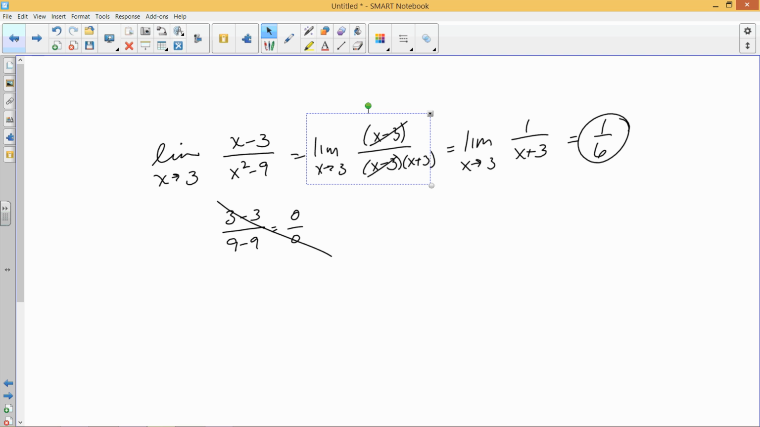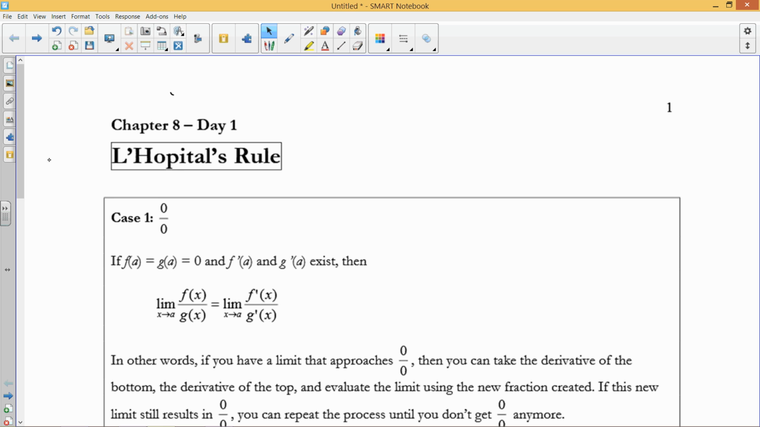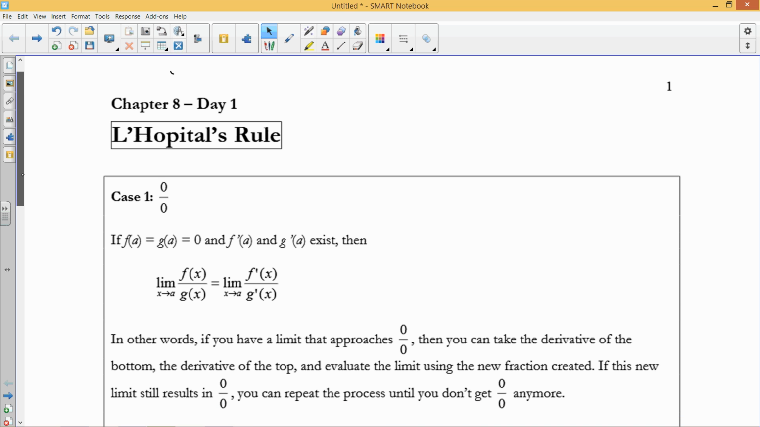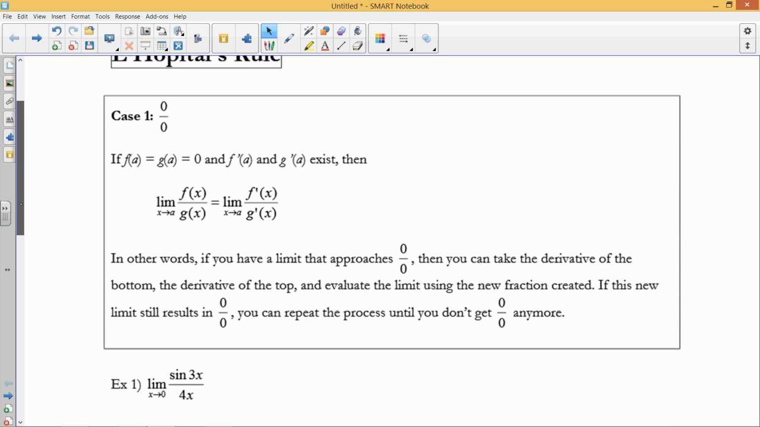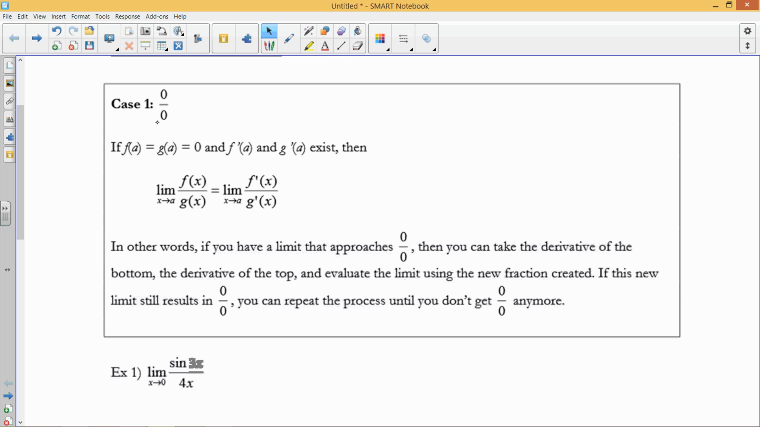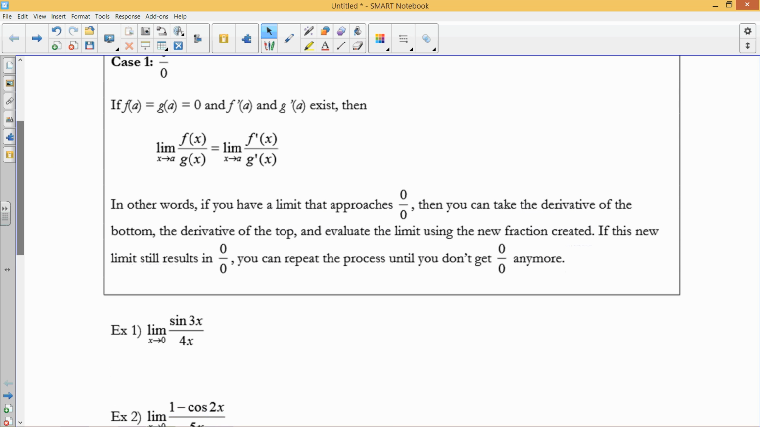With L'Hôpital, the idea isn't that something cancels out, it's that we can simplify it in a different way. So case 1 is if you get a limit that goes to 0 over 0. If f of a equals g of a equals 0, and f prime of a and g prime of a exist, then the limit as x approaches a of f over g is equal to the limit as x approaches a of f prime over g prime. Okay, what does this all mean? I've got this nice little AKA down here.